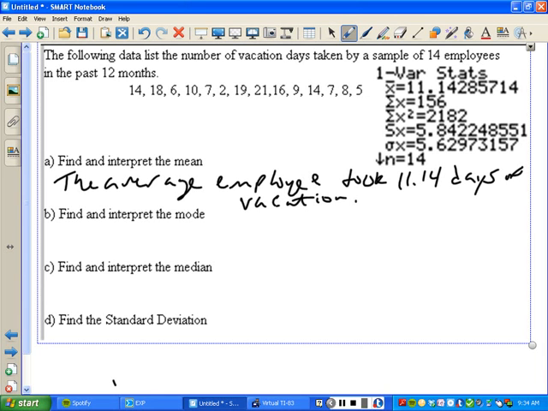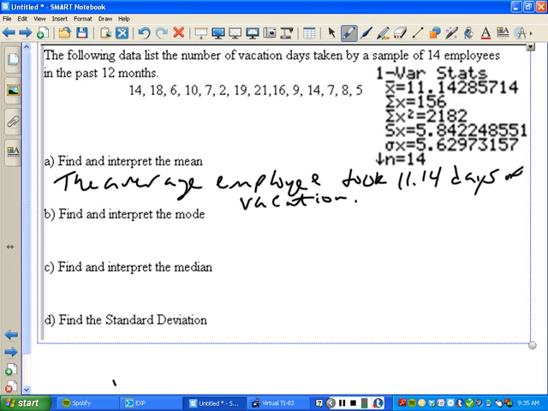Let me just, for the purpose of the microphone, restate the question. The question was, what if I said 50% of the employees took off less than 11.14, 50% took off more than 11.14? That's actually how we interpret the median, not the mean. Okay. All right, so find and interpret the mode.